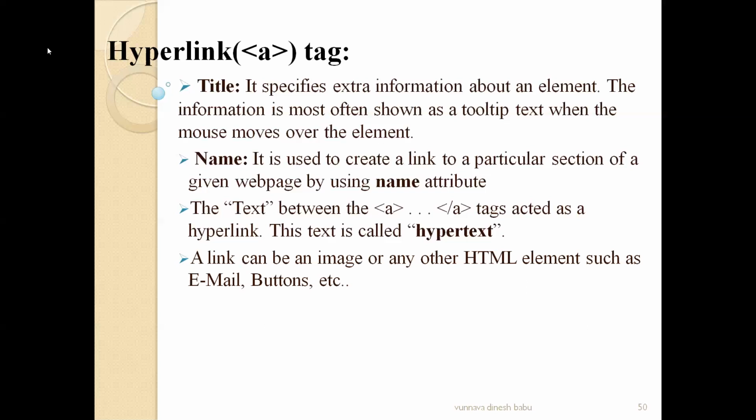And then a link can be an image or some other HTML element or some other email or some other website, whatever it may be. A link can be any one of the following. It may be an image, it may be a document, or it may be some other file, or some other folder, or some website over the internet, or whatever it may be. We can create anything as a link.